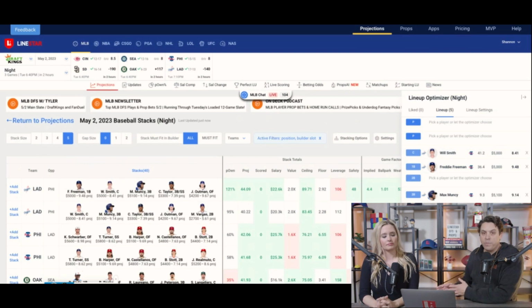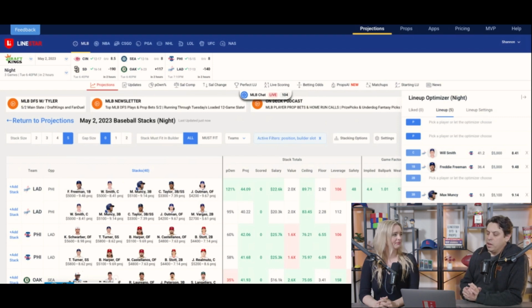You can let the optimizer run its magic to see what it pulls up, and then look through all the different lineups to figure out the one you want to play or the couple you want to play. So, if you really have time building, you could make 150 lineups like this and keep trading out the stacks. It's just pretty time consuming. So the LineStar tool is there to help you out.